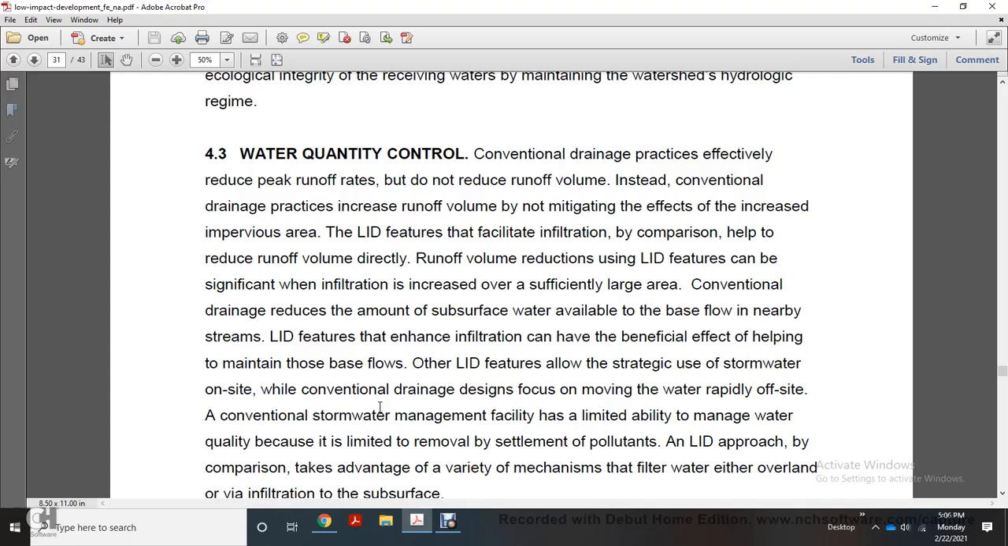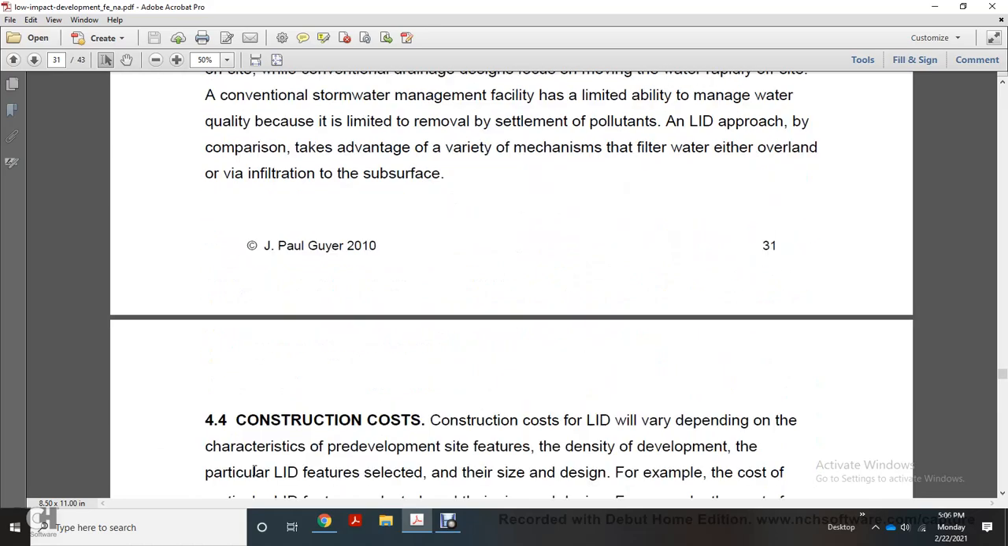Conventional drainage reduces the amount of subsurface water available as base flow in nearby streams. Low-impact development features for enhanced infiltration can have the beneficial effect of helping to maintain those base flows, as do other low-impact development features that also make strategic use of the stormwater on site, while conventional drainage is designed to move the water rapidly off site. A conventional stormwater management facility has a limited ability to manage water quality because of its limited ability to remove sediment and pollutants. The low-impact development approach, by comparison, takes advantage of a variety of mechanisms to filter water, either overland or via infiltration to the subsurface.